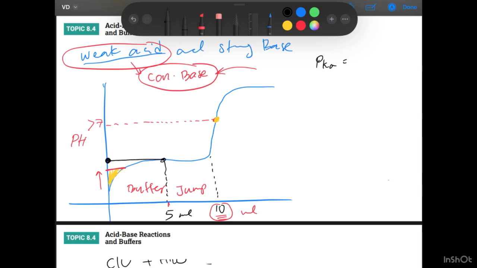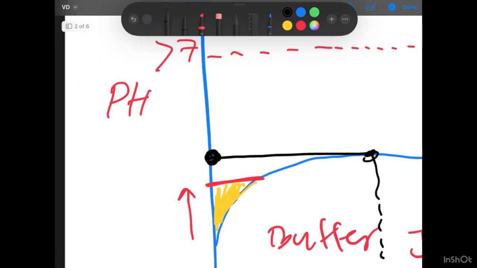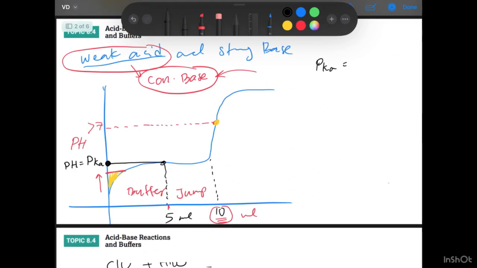But you're going to tell me the values on the y-axis are pHs. Yes, they are pHs, but you have to keep in mind if you do this procedure, the pH is equal to pKa at the point. So for example, if the pKa is 5, then the pH is going to be 5 at this point and here.